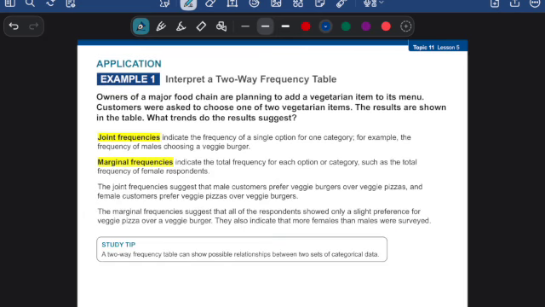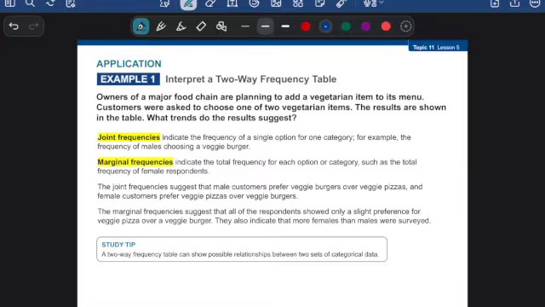So again, joint frequencies indicate the frequency of a single option from one category, a row and a column. For instance, the frequency of males choosing a veggie burger. The marginal frequency indicates the total frequency of each option or category. So meaning out of all the females, which ones preferred veggie.